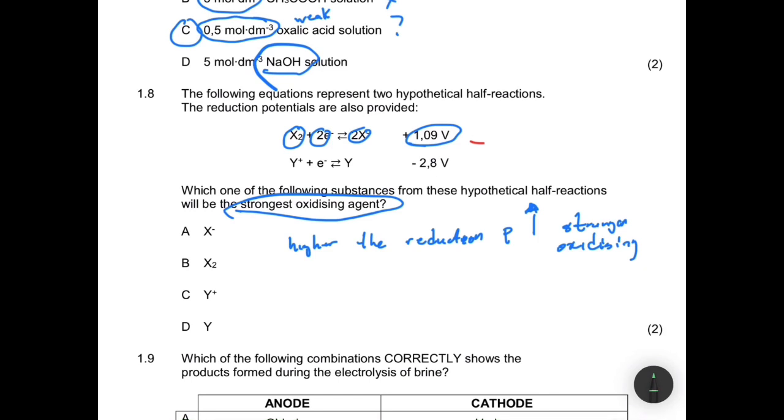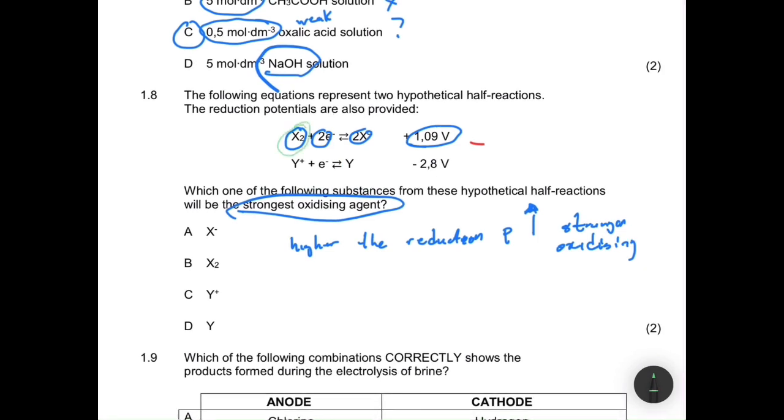So on our first equation, are we picking X2 or X minus? We know that an oxidizing agent gains electrons. So clearly X2 is the one gaining electrons to form 2X minus, and not the other way around. So we go with option B, because that's where we have X2.